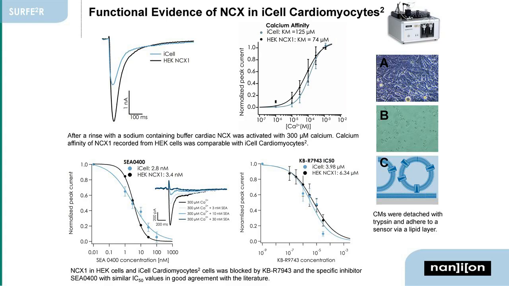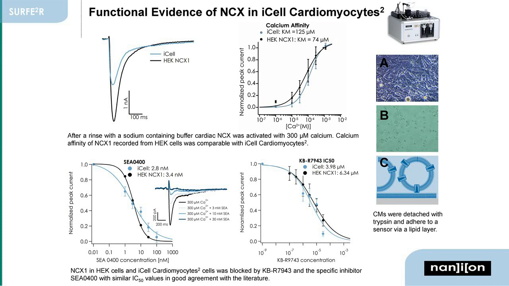So we took the iCell cardiomyocyte squared in the SURFR and we did the experiments. As a control, we used HEK cells overexpressing the sodium-calcium exchanger. Here we're showing that current, so you can see both the HEK cells and the iCell cardiomyocyte squared have that robust current that can be detected with the SURFR. We increased the concentration and showed a concentration-dependent increase in peak current. And when we calculated the Km, we showed that both have comparable Km, right around 100 micromolar, so the affinities were comparable.